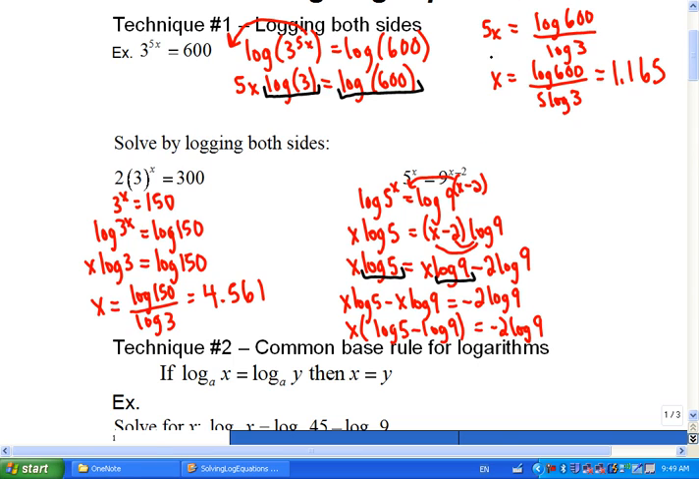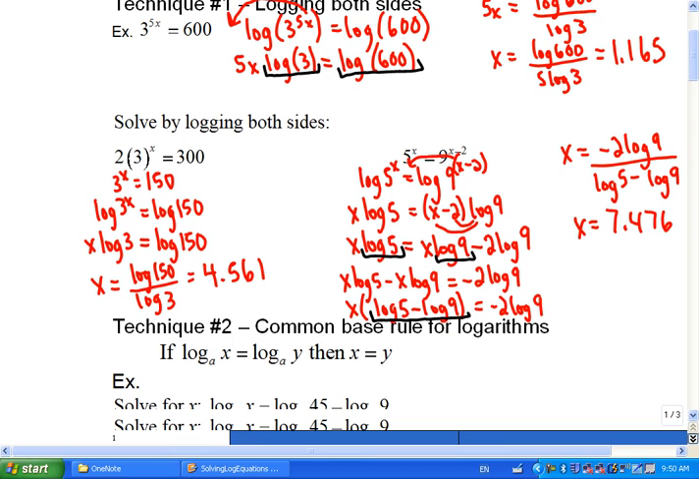And again, it looks really strange, but remember, this is a number your calculator is going to tell us. So all we're going to do is divide. We're going to have x equals negative 2 log 9 over log 5 minus log 9. So that's about the worst that they get in terms of the algebra you'll have to do, but the process is still the same, rearranging, and of course we need a calculator for this. And my calculator gives me 7.476. Okay, so hopefully you were able to get the same ones.